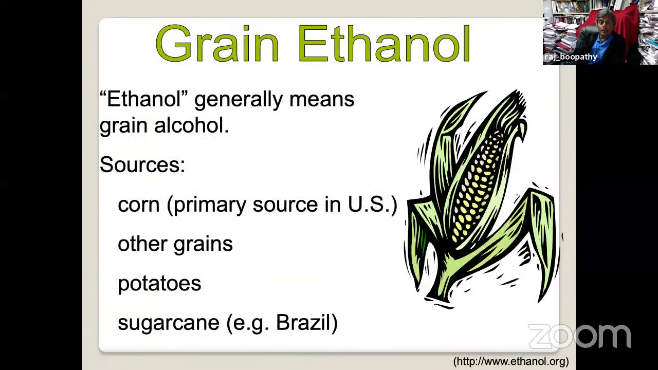Ethanol is commonly known as grain alcohol, mainly because most of the ethanol comes from corn in the US, and also other grains and potatoes. These all contain starch. Starch is made up of 100% glucose. So when you break the starch, you get glucose and you can produce ethanol. In Brazil, they use sugarcane as the main raw material for ethanol production.